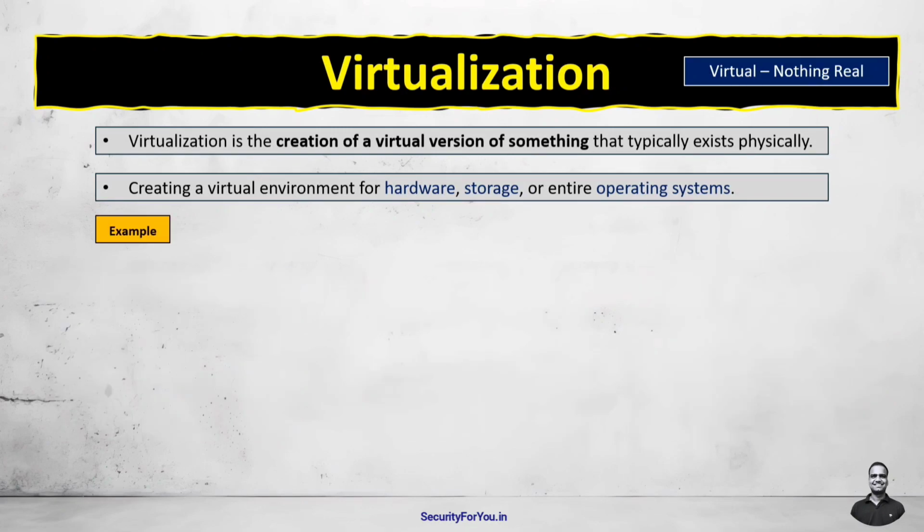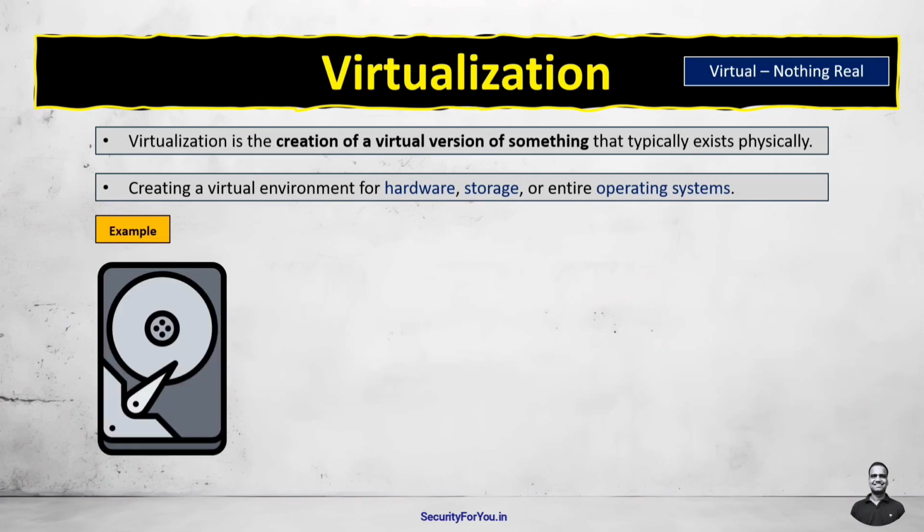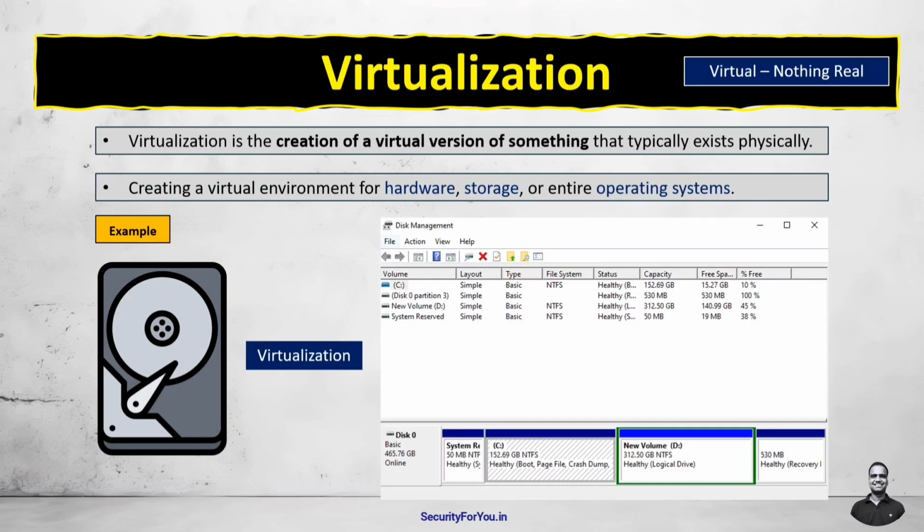For example, imagine you have a single physical hard drive, but you want to partition it into two separate drives. Through virtualization, you can create two virtual hard drives from one physical drive. Though the hard drive is a single unit, it's digitally separated into two distinct entities, right?